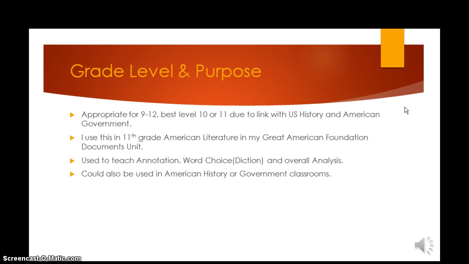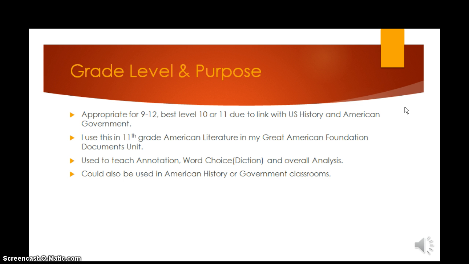I think students are exposed to it sooner. I think it's best used with level 10 or 11 due to its link with U.S. history and American government. I use this in 11th grade American literature in my Great American Foundation documents unit. So it's early in the year, and so I use it to teach annotation, actually. We talk about word choice or diction and overall analysis.